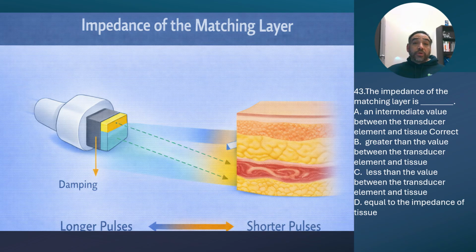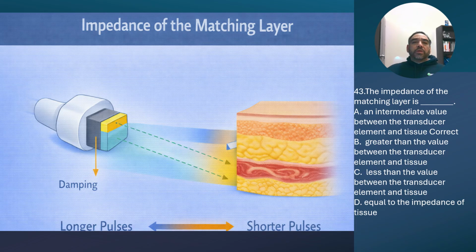And then D was equal to the impedance of tissue. Tempting, but it's incorrect. If the matching layer had the same impedance as the tissue, you'd still have a massive jump from the crystal, 30 down to 1.5. That first boundary would reflect a ton of energy. So the matching layer has to bridge the gap, not just match one side.